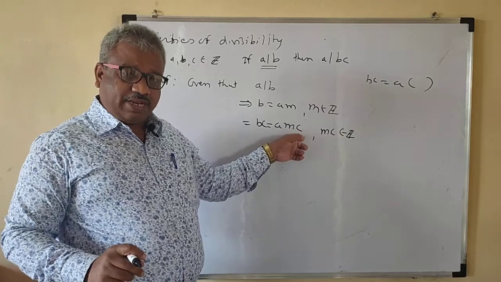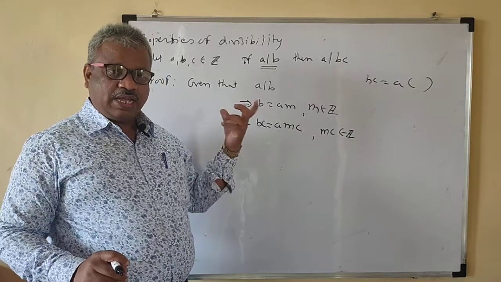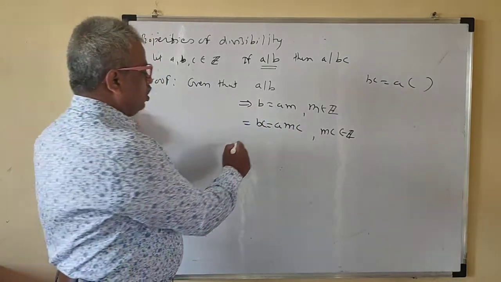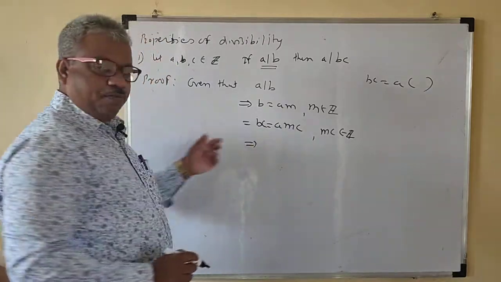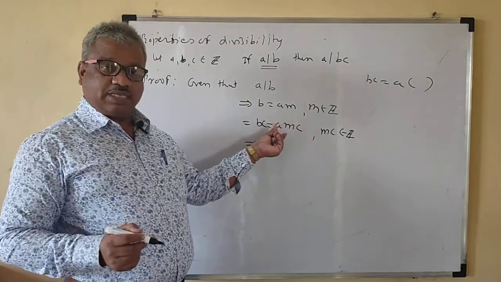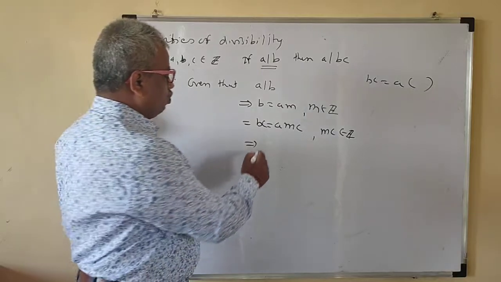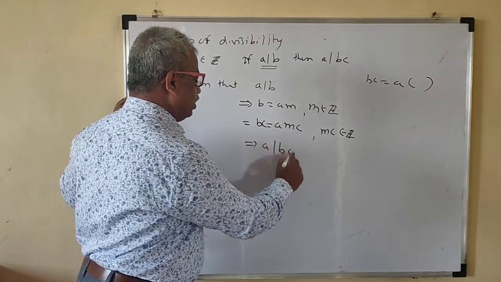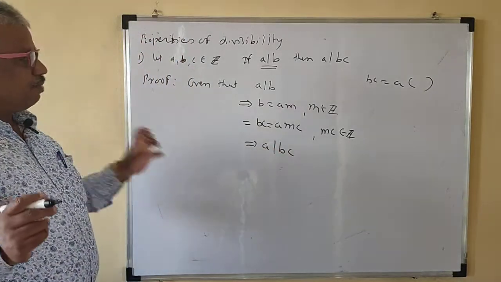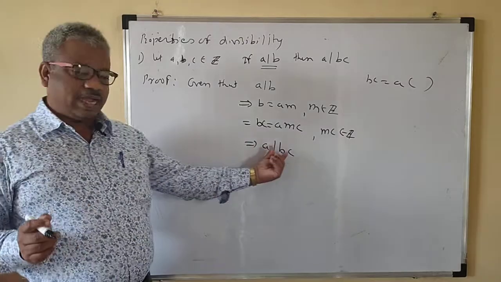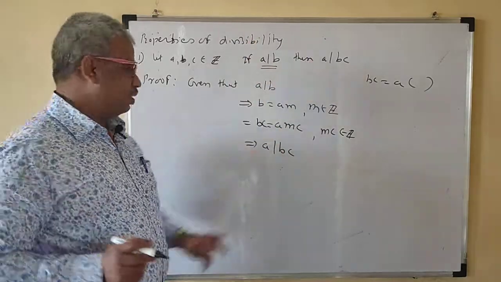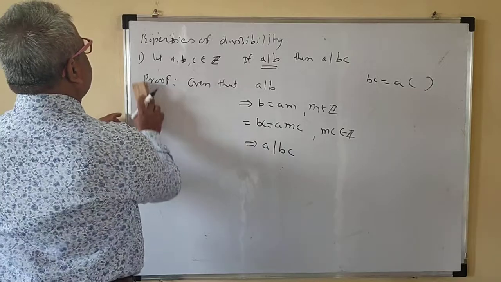So A times some integer. This M into C is the integer. Right? So this implies that what? That means BC is a multiple of A. So that means A divides BC, right? So we have proved this. Okay? Very simple proof of this one. We have proved this, A divides BC. Okay? So we'll go to the second property.